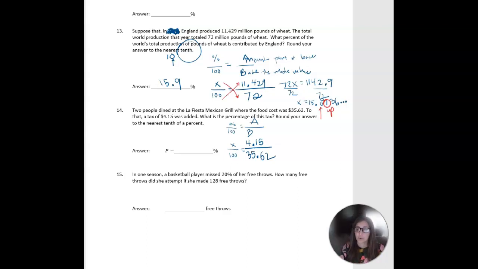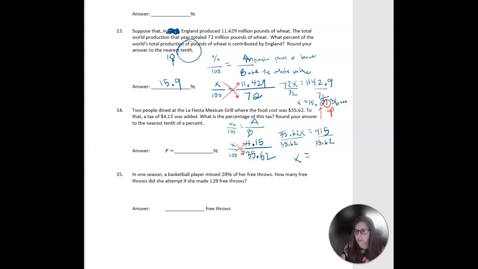So we're going to cross multiply. Once again, this is how you solve your proportion problems. Cross multiply. Multiplying by 100 here, 35.62 times X is 35.62X. This will be 415. We divide by 35.62 because we're solving for X.